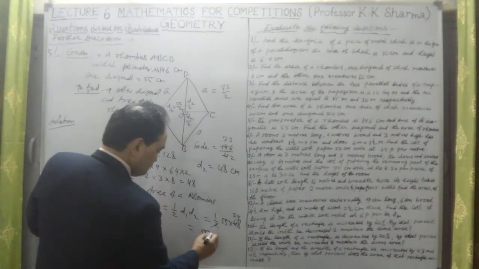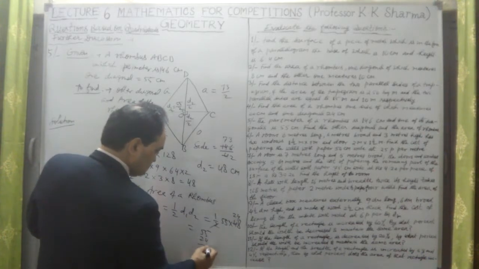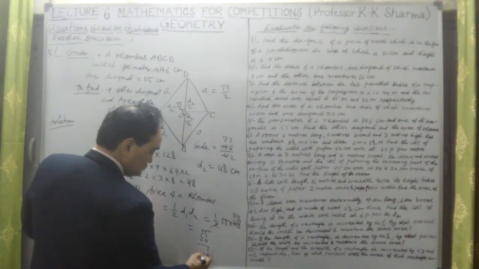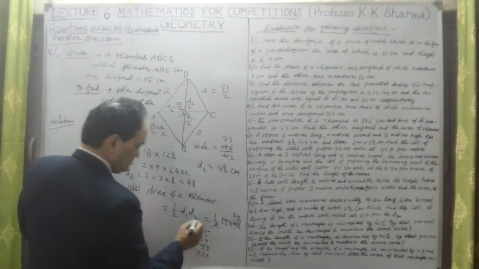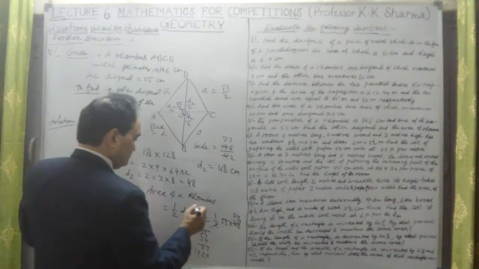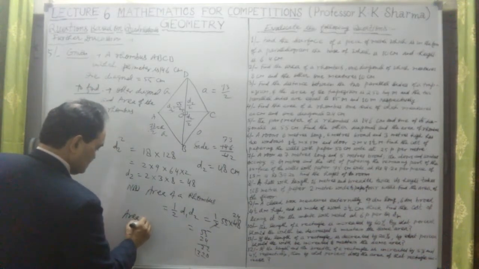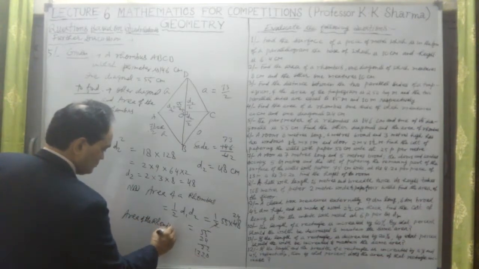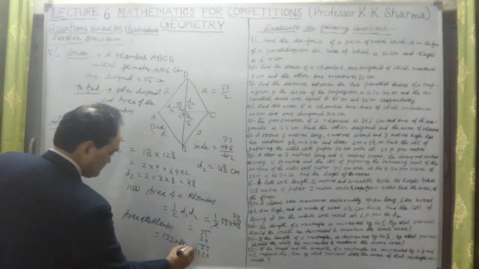Multiplying 55 into 24 will give us 4 times 5 is 20, 0, 2 carry. 4 times 5 is 20, 5 times 2 is 10, 30. 10 plus 20, 30. 30 plus 2, 32. 3 carry. 5 times 2 is 10 and 3, 13. So 1320. Therefore, the area of the rhombus is equal to 1320 square centimeter.